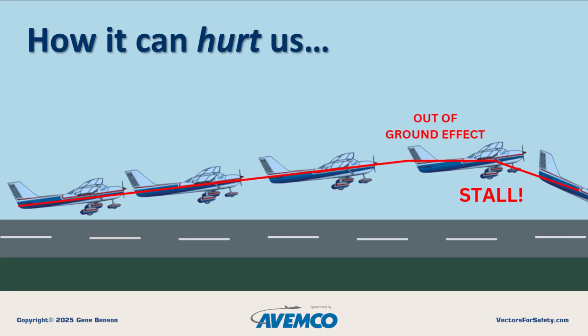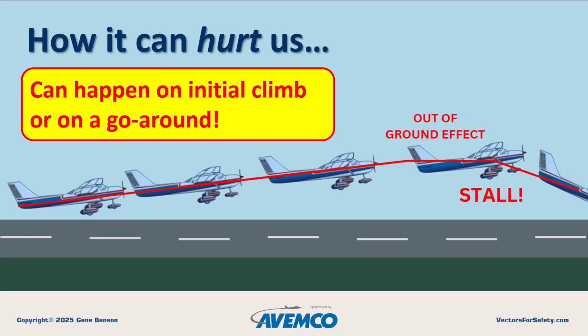Failure to understand ground effect can hurt us. The most common way that can happen is to attempt to climb too steeply, departing ground effect at too low an airspeed that would sustain our upward trajectory. If this happens, the airplane will begin to sink. Now, if it sinks significantly, that increases the angle of attack, and it results in a stall, possibly at low altitude. This can happen on the initial takeoff or on a go-around.